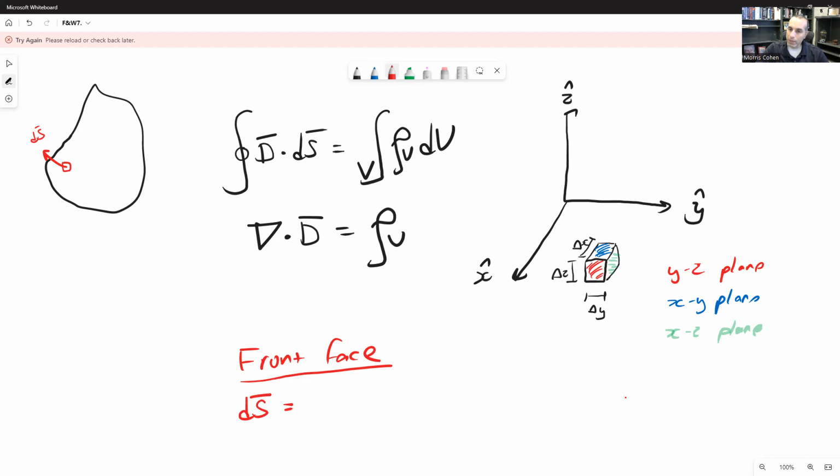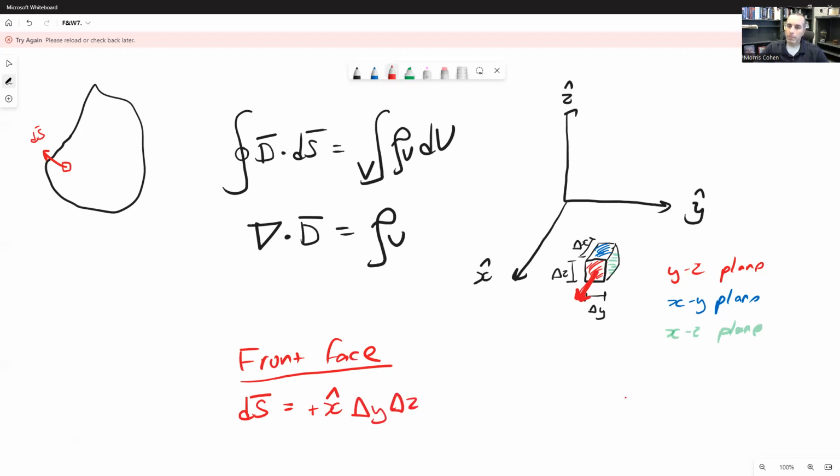First, the vector ds is going to point outwards from this face, right, out of the box, which means it's going to be pointed in the positive x direction. And the area is going to be basically delta y, delta z, right? So here we're going to have a delta y, delta z.